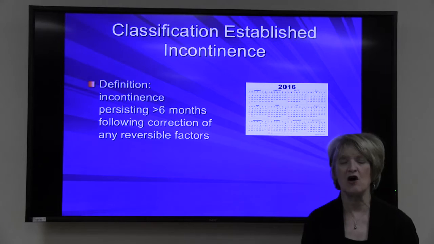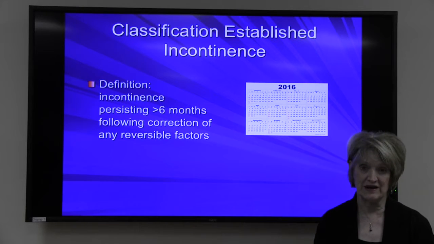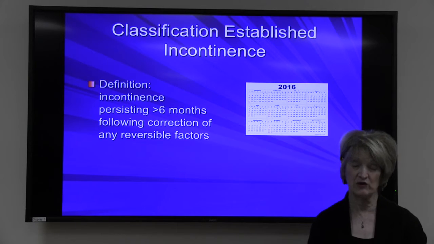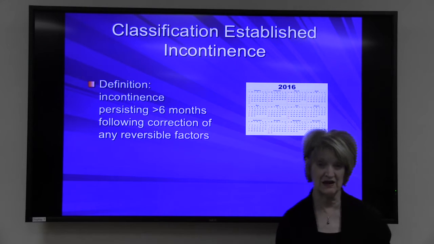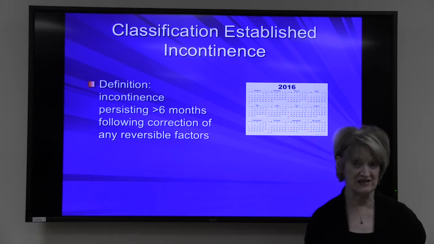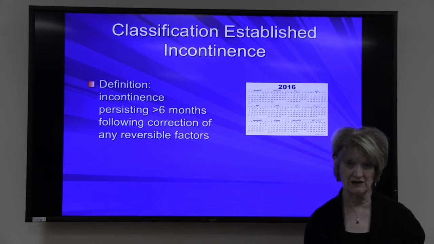Okay, so now let's talk about established incontinence. What is it by definition? Well, established incontinence is incontinence that persists 6 months or more past the correction of any reversible factors. So either I had no reversible factors and I'm still incontinent 6 months later, or I did have some reversible factors, but you fixed them all and at 6 months later I'm still incontinent.